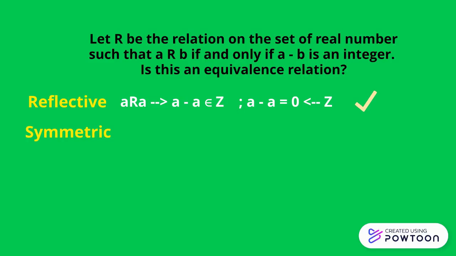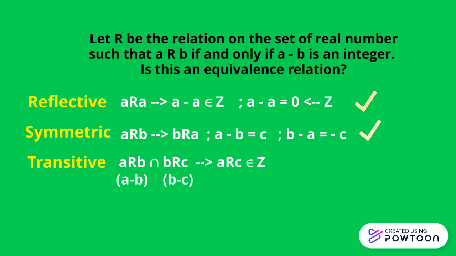Number 2. Symmetric. A relation B must be equivalent to B relation A, where A minus B is equal to C and B minus A is equal to negative C. Since both have C with different sign, thus it is symmetric.